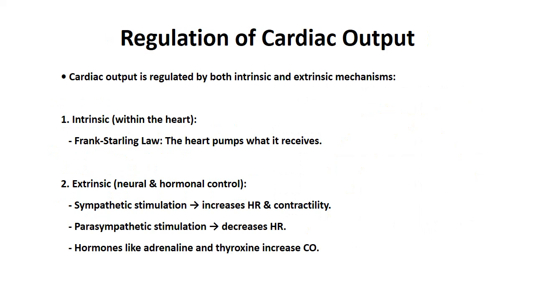Cardiac output is finely tuned by intrinsic and extrinsic mechanisms. The intrinsic mechanism, known as the Frank-Starling law, states that the heart pumps what it receives. The more it fills, the stronger it contracts. Extrinsic control involves the nervous and hormonal systems. Sympathetic stimulation increases heart rate and contractility, while parasympathetic stimulation does the opposite. Hormones like adrenaline and thyroxine also boost cardiac output during stress or activity.